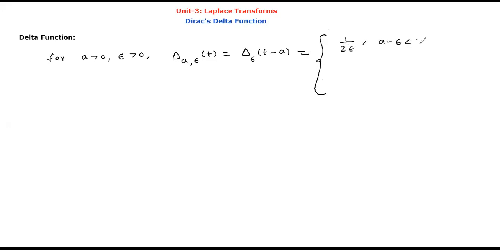For a greater than 0 and epsilon greater than 0, delta epsilon a comma epsilon of t, delta epsilon of a comma t, in other words delta epsilon of t minus a, something like h of t minus a, is defined like this: 1 by 2 epsilon whenever a minus epsilon is less than t is less than a plus epsilon, 0 otherwise.